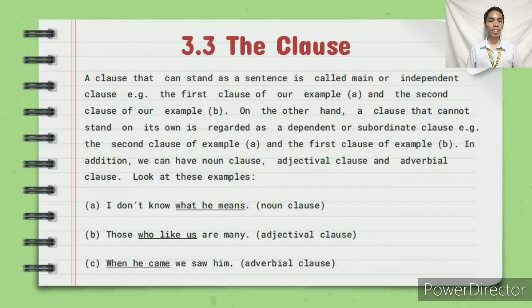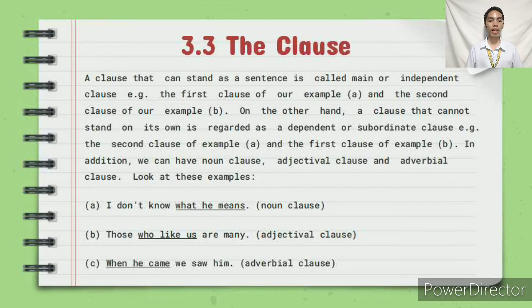A clause that can stand as a sentence is called main or independent clause. Okay, that is the first of our example A and the second clause of our example B. And on the other hand, a clause that cannot stand on its own is regarded as a dependent or subordinate clause. That is the second clause of example A and the first clause of example B that we had earlier.